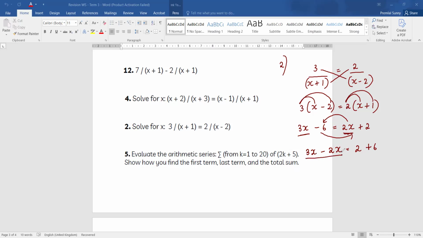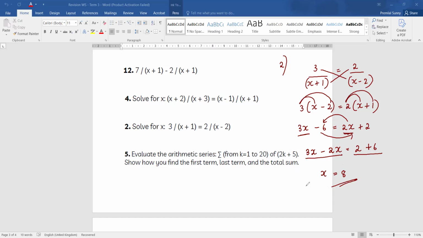Now we have all the variables on one side, all the numbers on the other side. 3x minus 2x is 1x, or you can simply write x. 2 plus 6 is 8. So x is equal to 8 will be your final answer. So this is much easier than the previous question. The method, although being the same: if you have two fractions and in between an equal to sign, you do the cross multiplication, distributive property, bringing all the variables on one side, numbers on the other side.